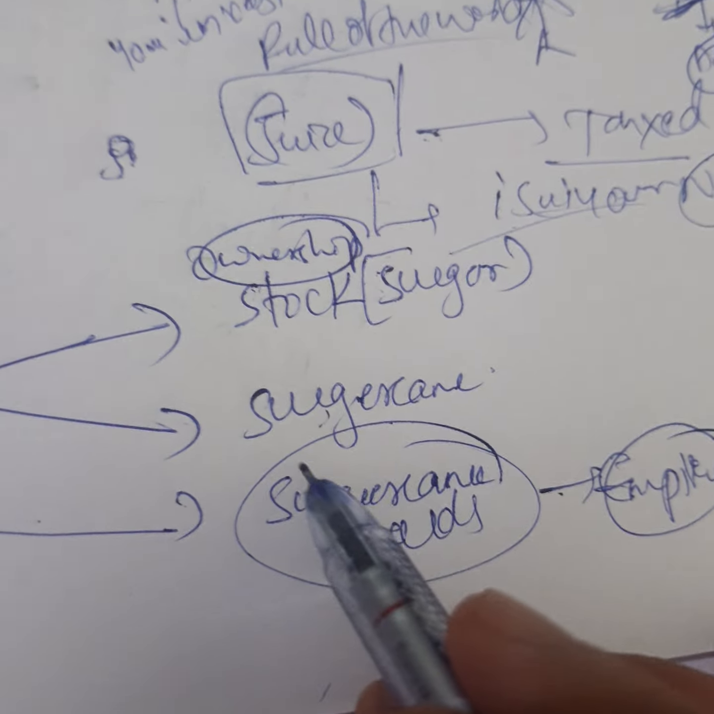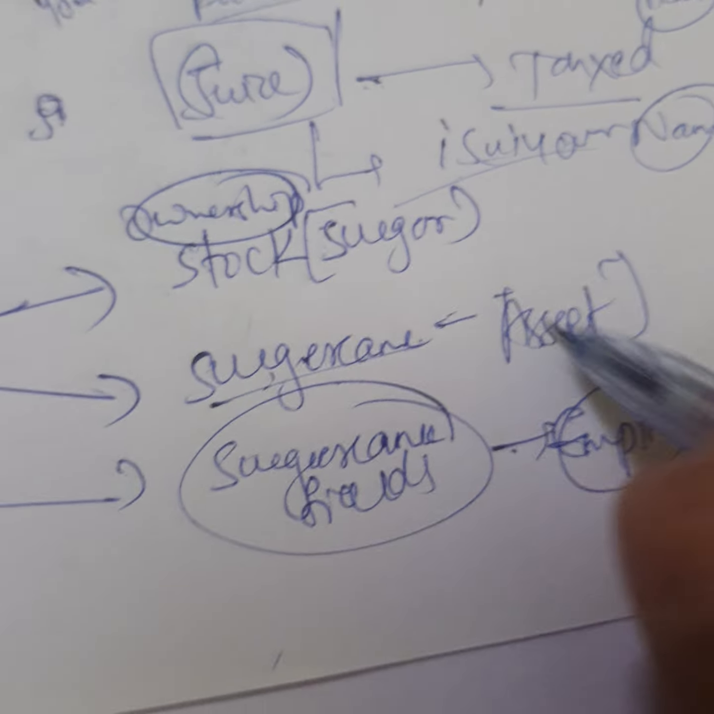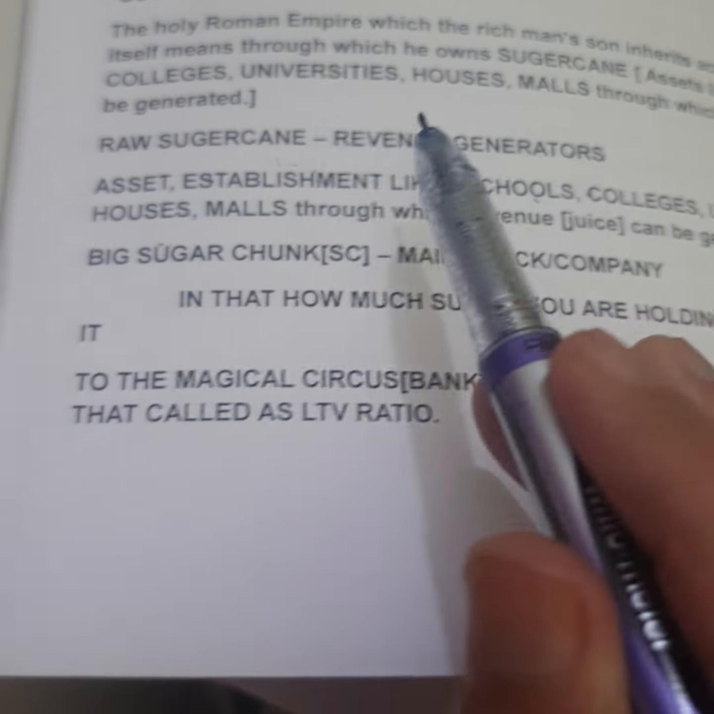Forget about this. Now, sugar cane, that is an asset, means what? You should know asset. Asset means establishments like schools, colleges, universities, houses, malls, petrol bunks, jewelries, financial corporations, software companies, all these things. Because this can be calculated, and a profit can be initiated.